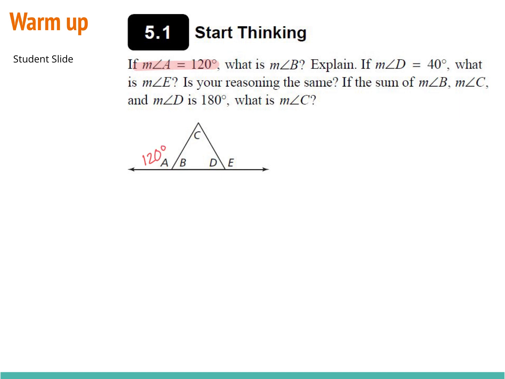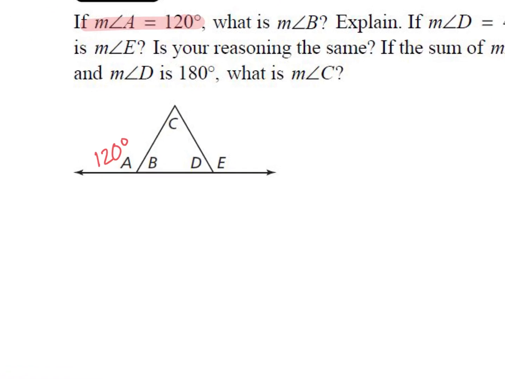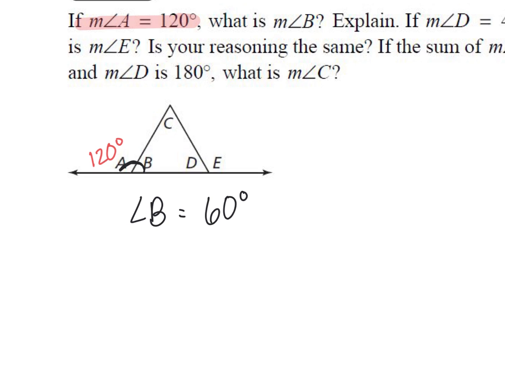What is the measure of angle B? 60. Looking at it, this is a straight line. If I know 120, what should angle B be? 60. Good. Angle B is 60 degrees. All you have to do is subtract it from 180 and you should get it.